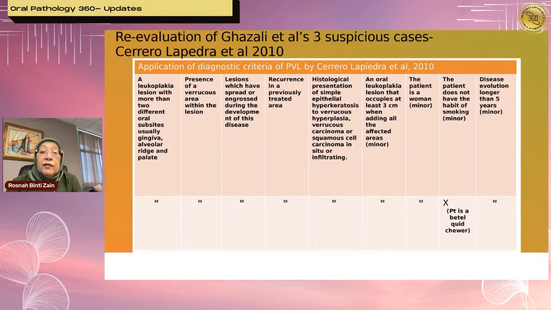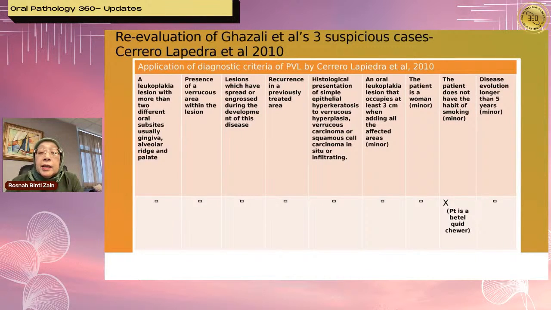And then I tried to re-evaluate, especially these 3 cases. When we use the Cerero-Lapiedra et al. 2010 criteria, it all satisfies the criteria for the first one: leukoplakia with lesions in more than 2 different sites or subsites, presence of verrucous areas, lesions which have spread or grown during the development, recurrence in a previously treated lesion, and histological presentation from simple epithelial hyperkeratosis to verrucous hyperplasia.